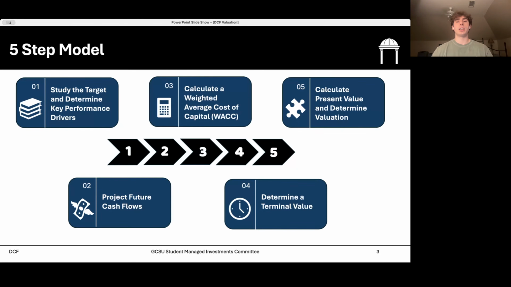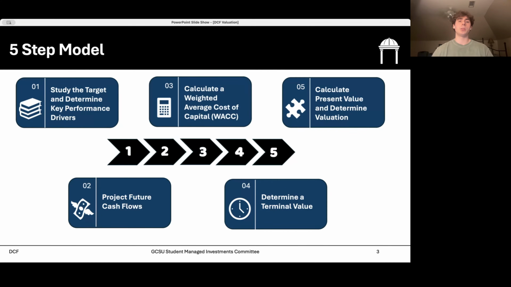The 5th and final step is calculate present value and determine valuation. This is when we're going to be discounting both the future cash flows and the terminal value using that WACC. Then we're going to add up these 2 values to arrive at the company's enterprise value. Then we're going to solve for the company's equity value. With that equity value, we're going to divide it by total shares outstanding and get an implied share price. With that implied share price, we're going to compare it to the actual company's share price, and we can get an implied upside or downside with the company's DCF.